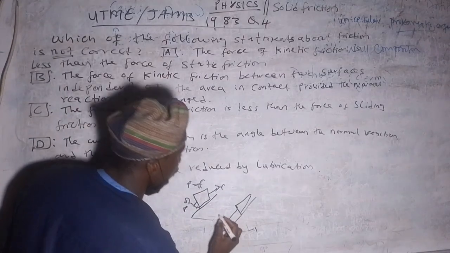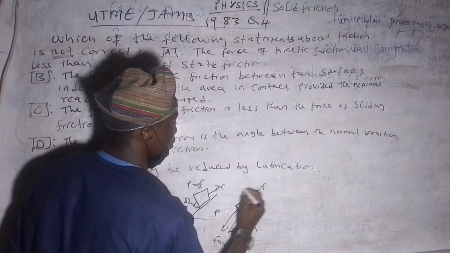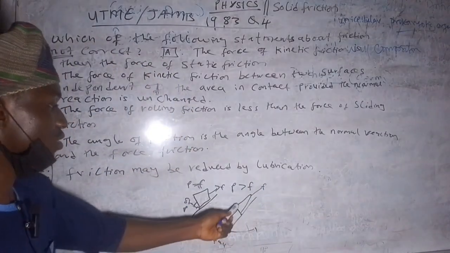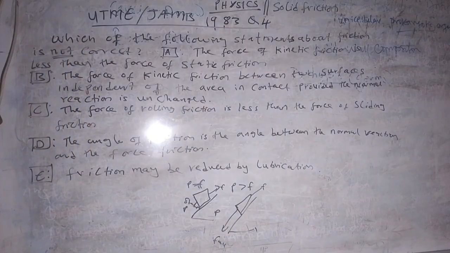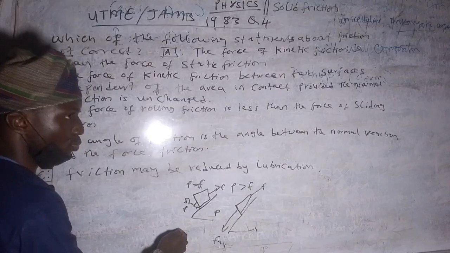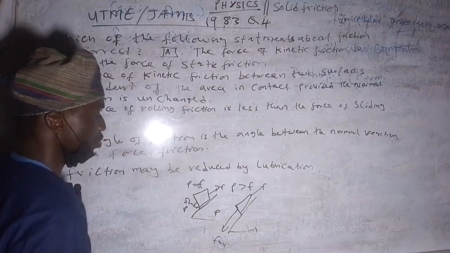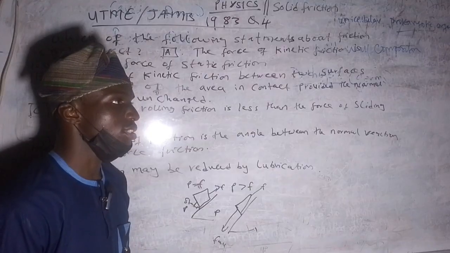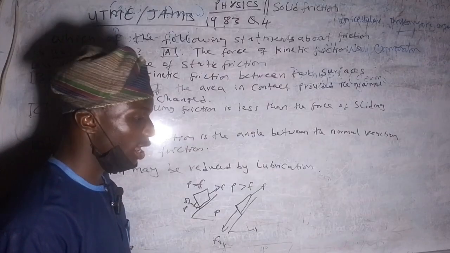But here, applied force P and frictional force F. Applied force P is greater than frictional force F. That's why the body is falling down. Okay? So what will happen? This body is not falling, right? But this one is falling. If this body is falling, what will happen? The weight of this body will not be as it was before.